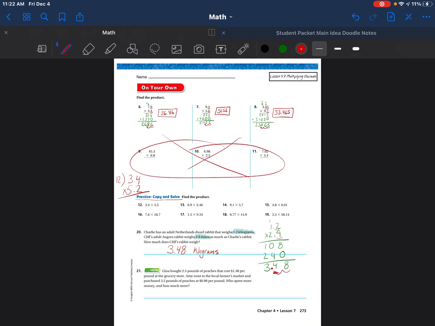Okay, so not too bad, pretty easy. Shouldn't be hard for you. You guys have been multiplying since 3rd grade, so just don't forget to place that decimal at the end.